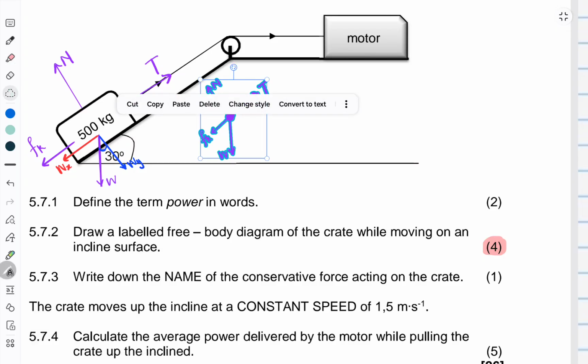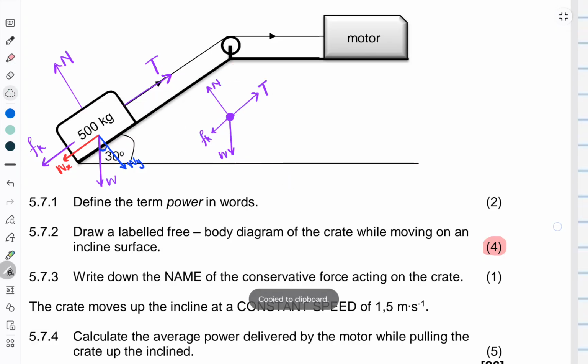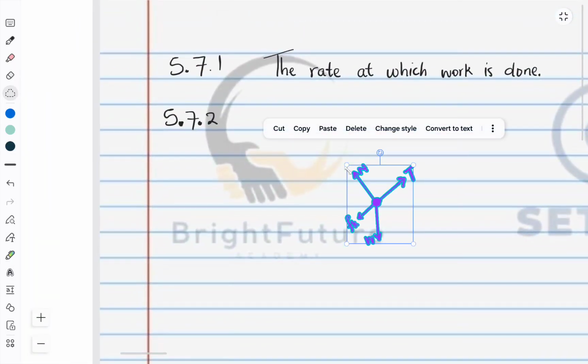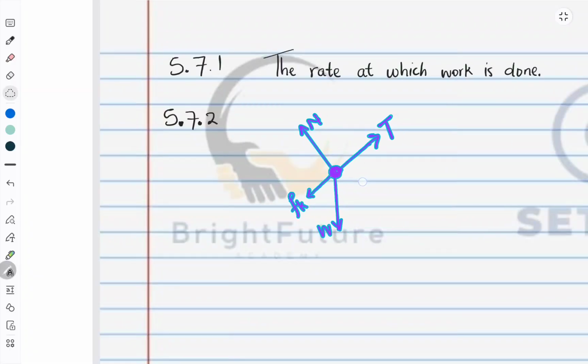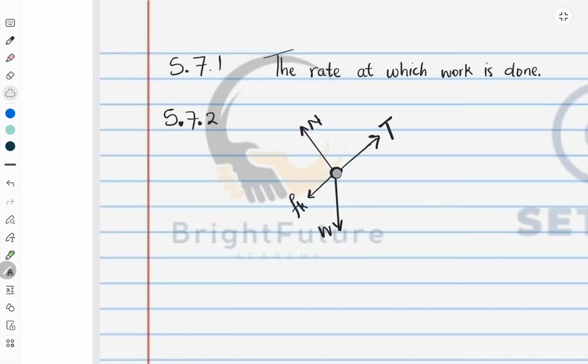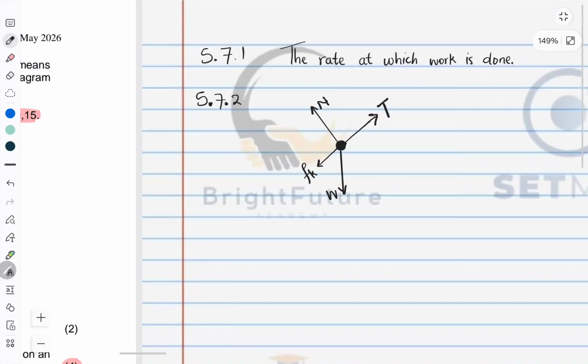If this thing has 4 marks, it means your free body diagram must also have 4 forces in it. If it has 3, then you know that there's something missing there. It's not complete. So you can just take the one that we already did and I'll paste it there. That is our free body diagram.